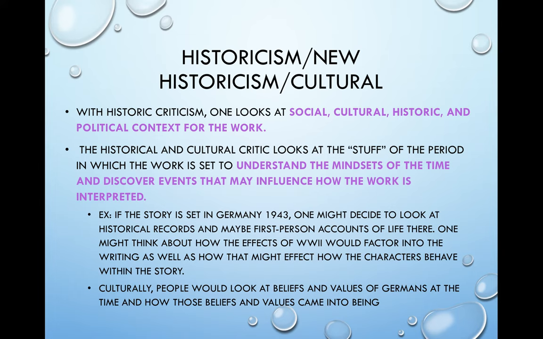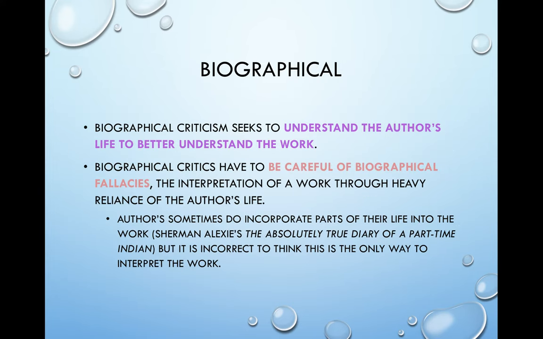So if you look at a story set in Germany like Maus, for example, the graphic novel, you're going to understand that there's obviously different things involved. There's historical records, there's, you know, interviews and accounts and things that would influence the understanding of the work. So you look at those beliefs and what are the values of, you know, both sides of the period, something like Anne Frank, right? And how those beliefs kind of came to be.